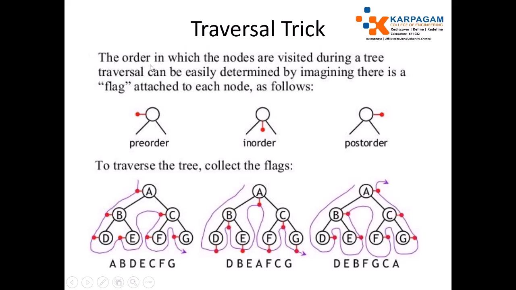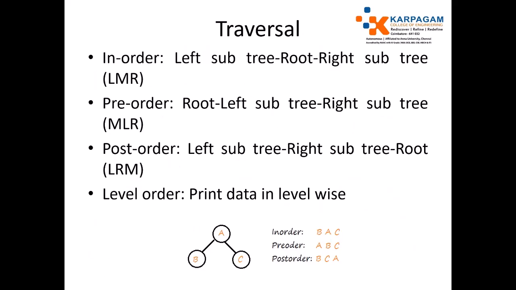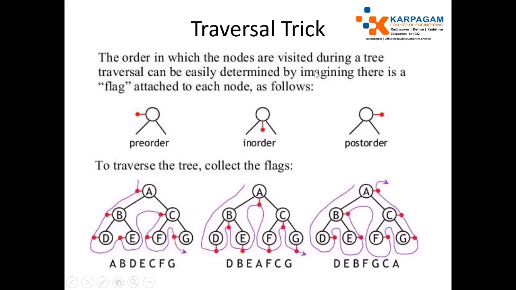Here I told some formulas, no? I will tell another way. The order in which the nodes are visited during a tree traversal can be easily determined by imagining there is a flag attached to each node. For pre-order traversal, just add a flag on the left side of the node. If you wish to perform in-order traversal, add a flag downwards. If you wish to perform post-order traversal, add a flag on the right side.